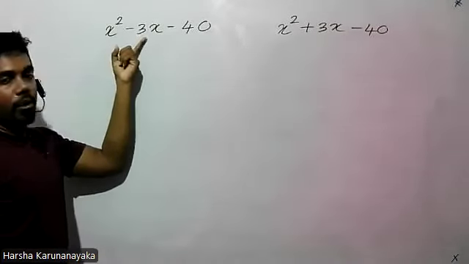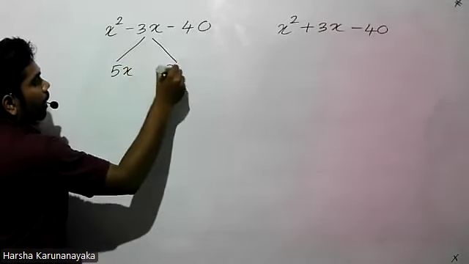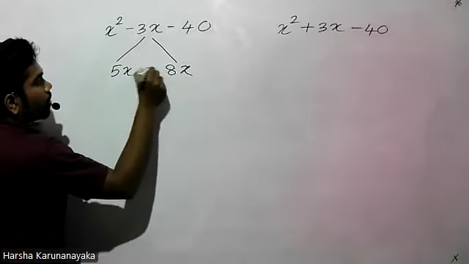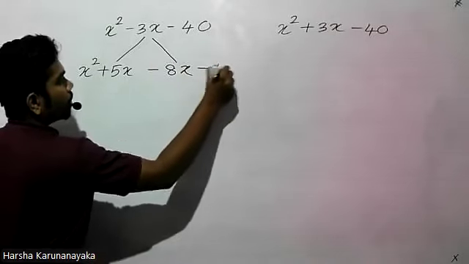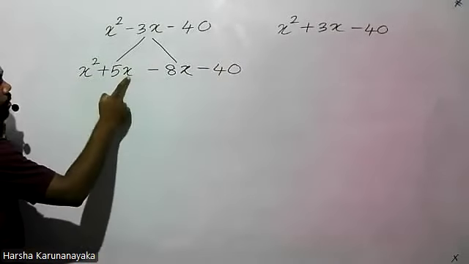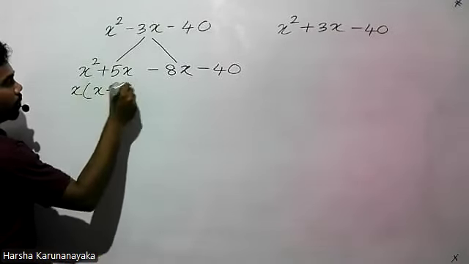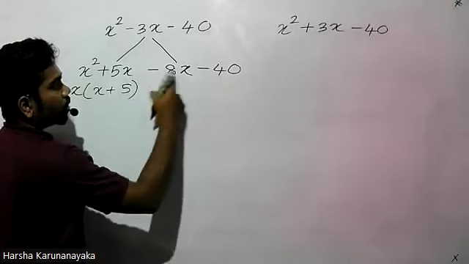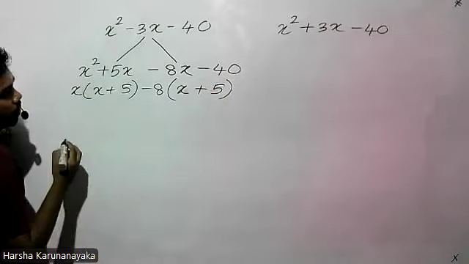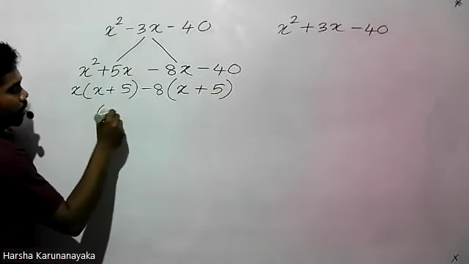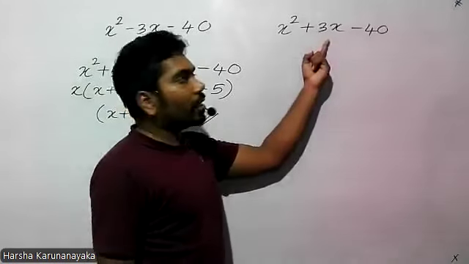Now we can separate this coefficient into 5x, 8x. 8x is minus, 5x is plus. x squared minus 40. The common term between these two is x, x plus 5. The common term of these two is minus 8, x plus 5. Now we can factorize into x plus 5, x minus 8.